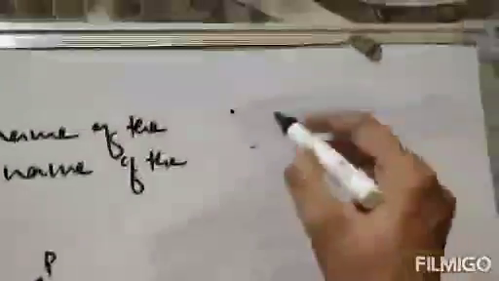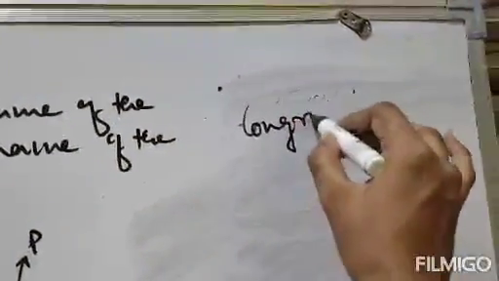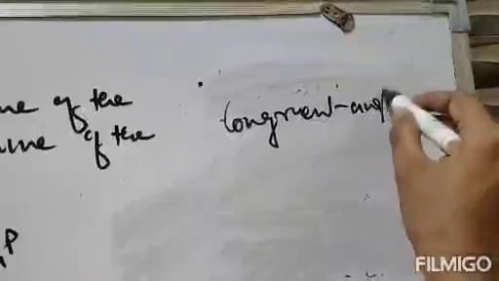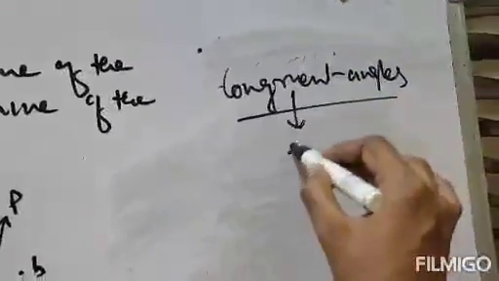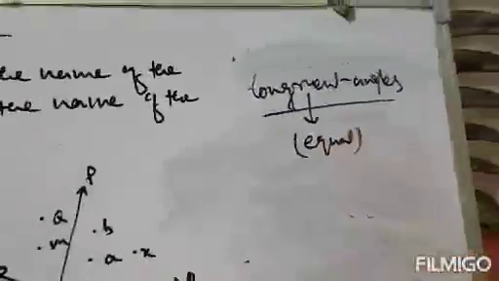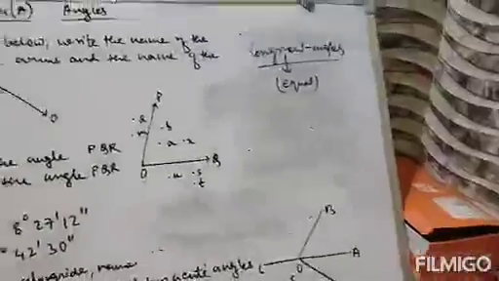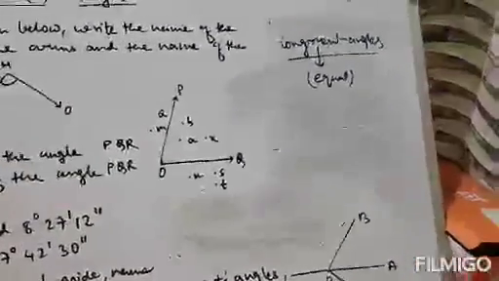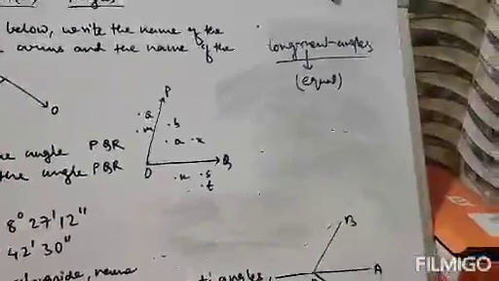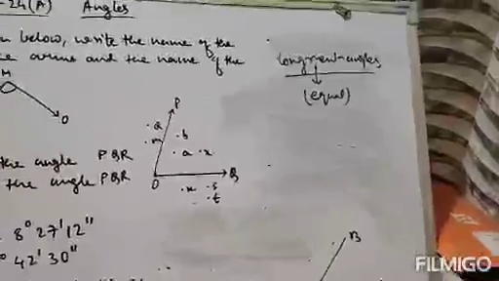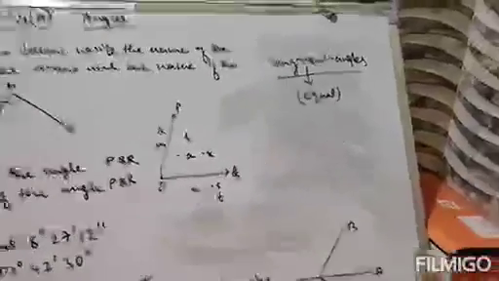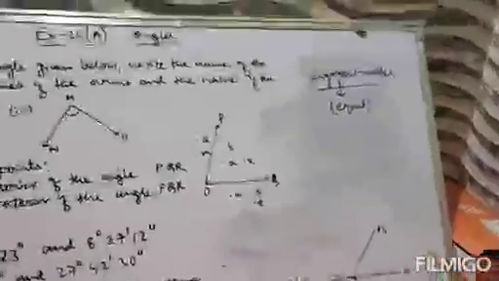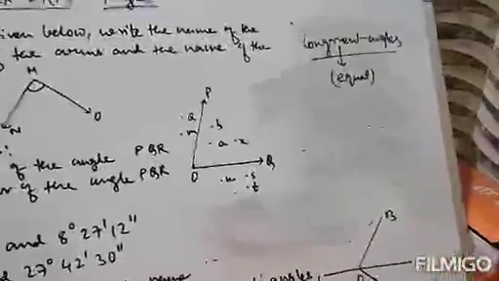Next, congruent angles. Congruent means equal. So we can say congruent angles or equal angles. Two angles having the same measure are called congruent angles. That means congruent angles are nothing but equal angles.